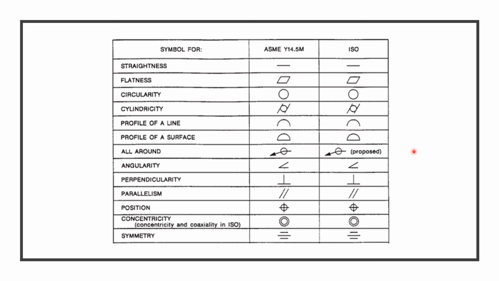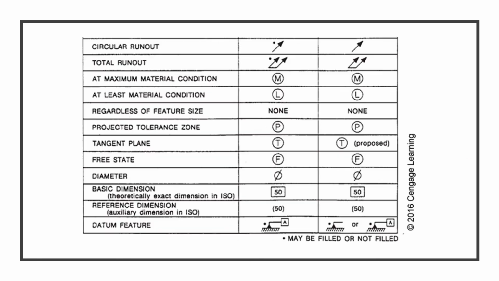This is all around. This is angularity, your angles. Perpendicularity, your 90 degrees. Parallelism, okay. Position, like a GPS, yeah. This is concentricity. And then here is your symmetry. Continue. Circular runout, total runout, maximum material condition.